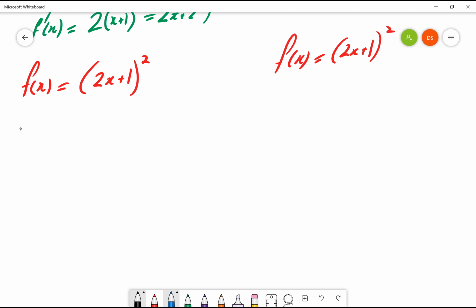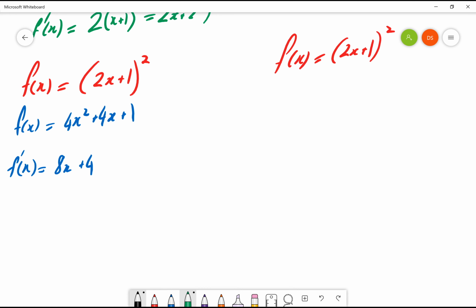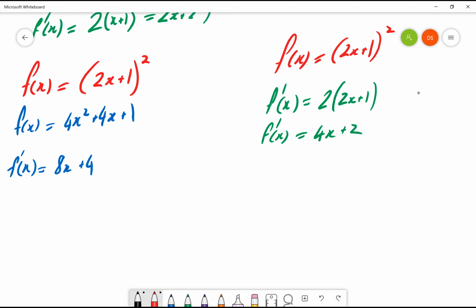So I'm going to expand here. f of x is equal to 4x squared plus 4x plus 1. And the derivative is equal to 8x plus 4. And then over here, I'm going to just do the Lucy, and I'm going to multiply by 2 and take 1 off the power. Now, is this and this the same thing? And no. So that one's wrong, and this one's correct.